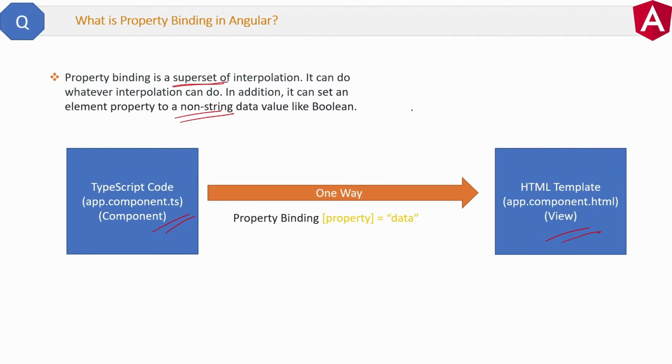Now the question is why we need string interpolation. When property binding can do all the things which interpolation can do, then what is the need of interpolation? The answer is because string interpolation syntax is very simple in comparison to property binding implementation. That is why it is included in the Angular framework. Let me show you the code of property binding now.